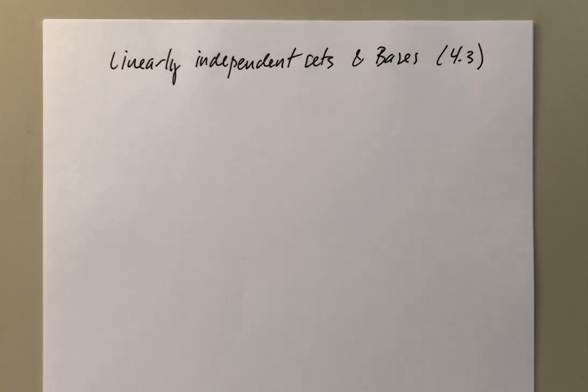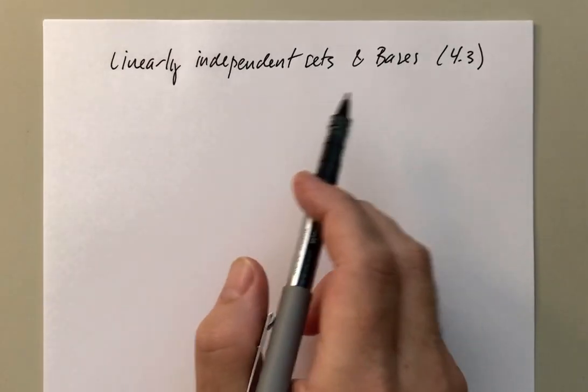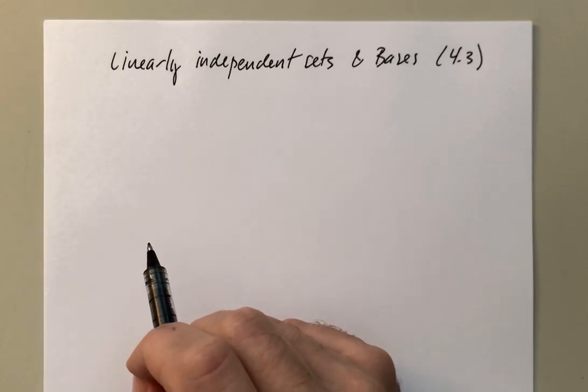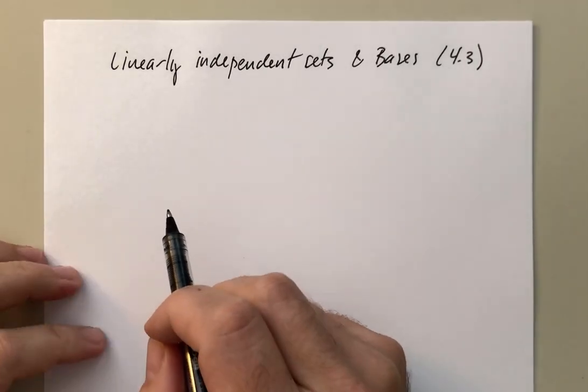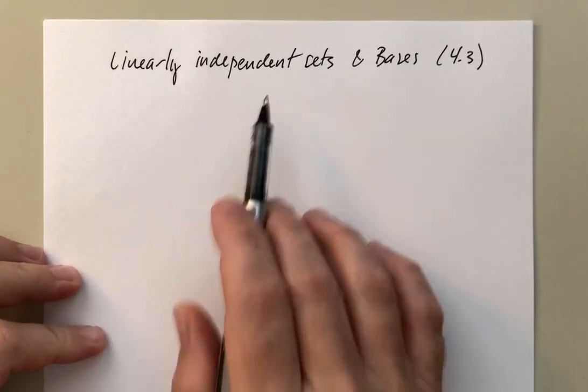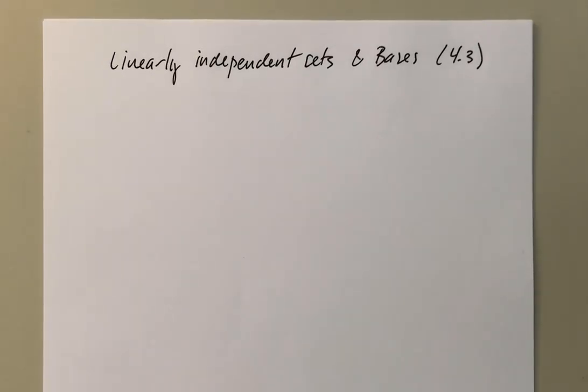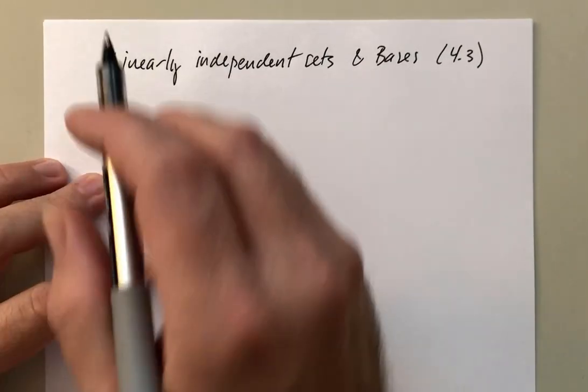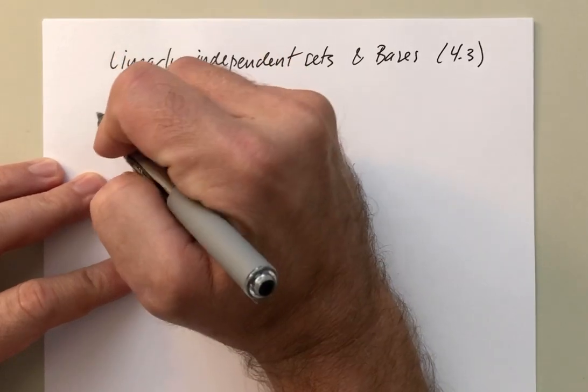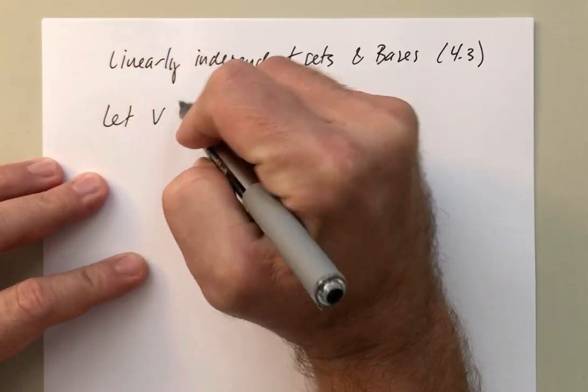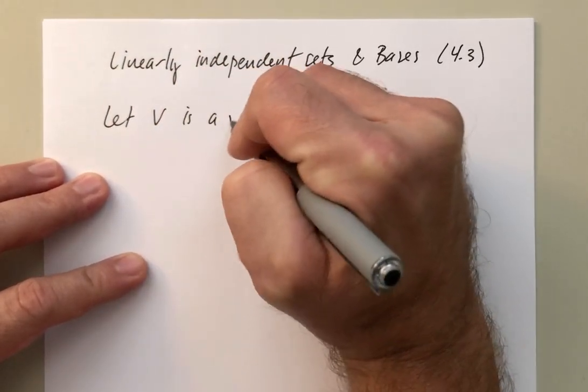Hello folks, today we're talking about linearly independent sets and bases. This is material from 4.3. As you might realize, we've already talked about this notion of linear independence, but that was in the context of Rn, or R3, R5, where you have vectors with 3 or 5 components, say. But we want to talk about this in the more general context of vector spaces. So let's say that V is a vector space.